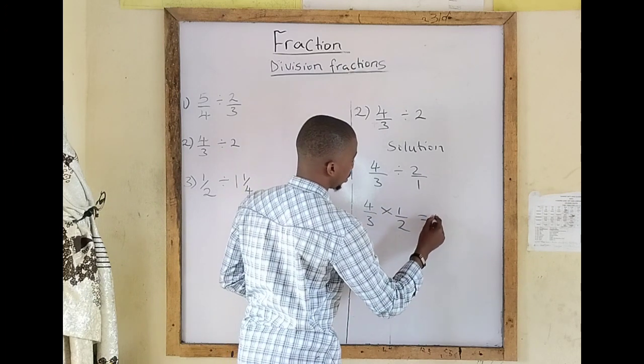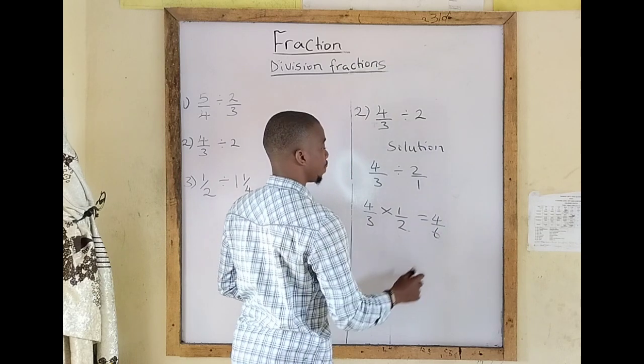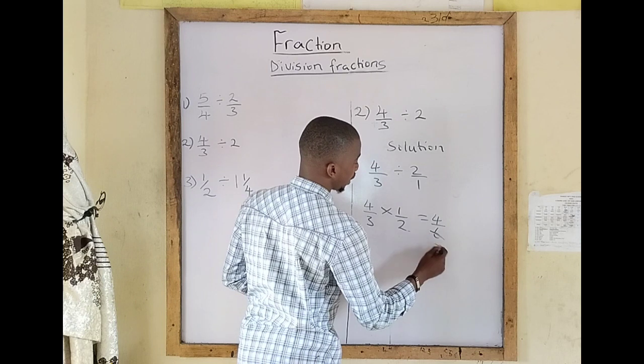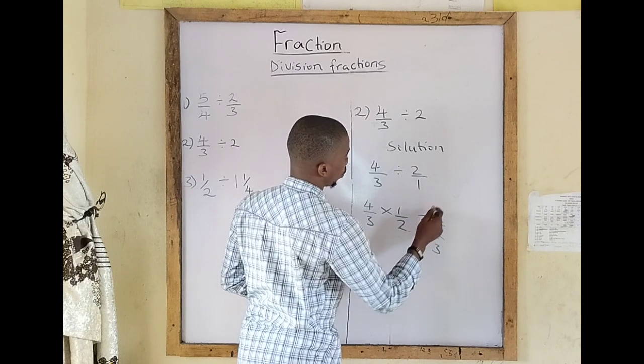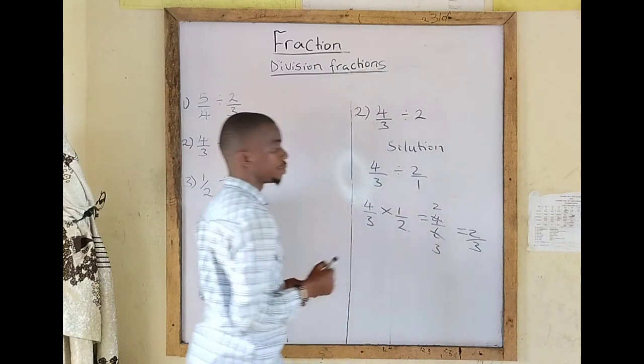4 times 1 is 4. 3 times 2 is 6. 2 goes into 6 3 times and goes into 4 2 times, so we have 2 all over 3.